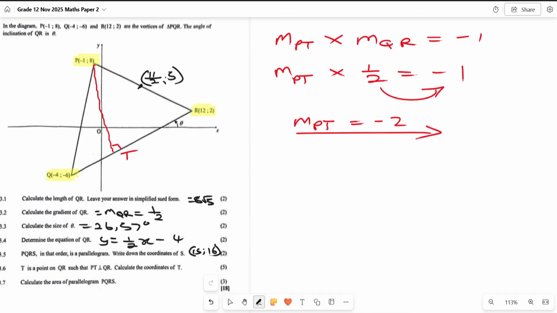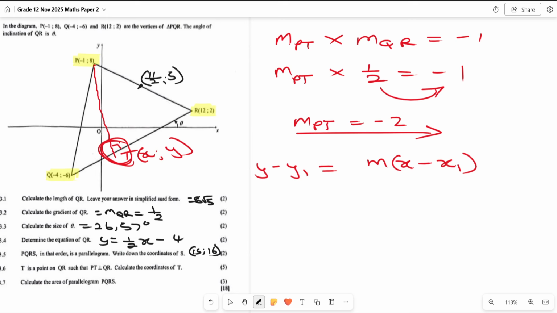Now we need to find out the actual coordinate, because we don't know the x and we don't know the y. What can we do to find that? Okay, when you look at these two lines, at this point here they are intersecting, right? That is what's happening. So can we try to at least find the equation of PT? That means it's going to be y minus y1 is equal to m times x minus x1, like that.